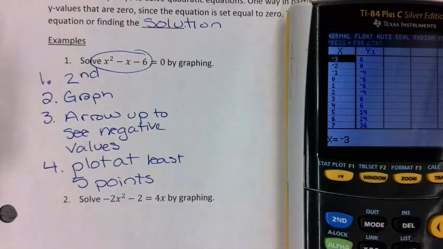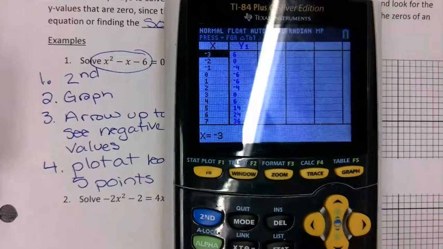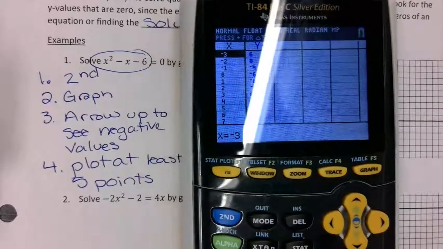So I am going to arrow up to see negative values. Okay, so then what I'm going to do is plot at least 5 points. I'm typically going to pick the one at 0, and then I'm going to pick 2 negative and 2 positive values to graph.